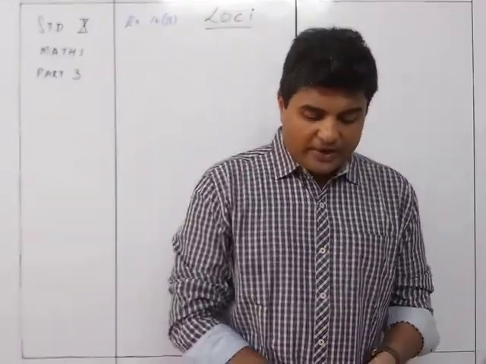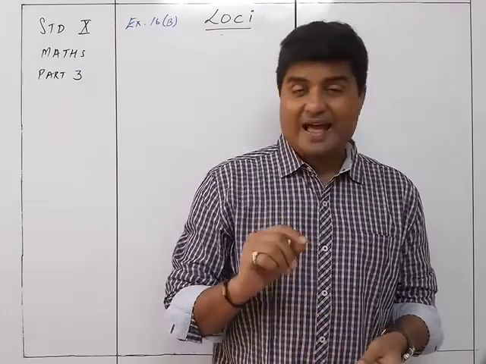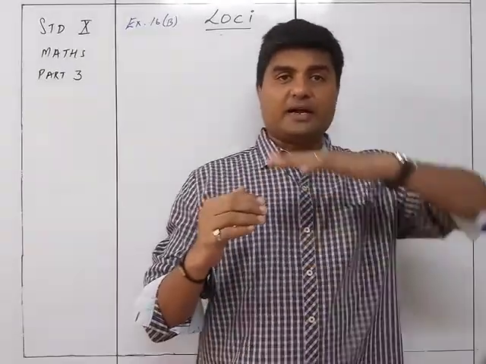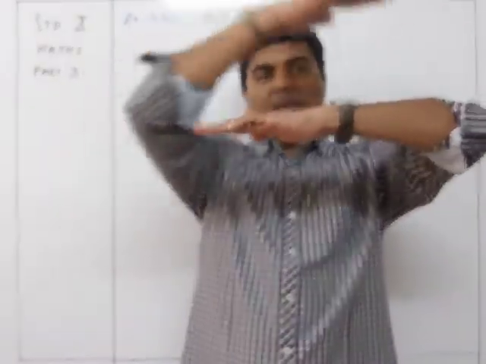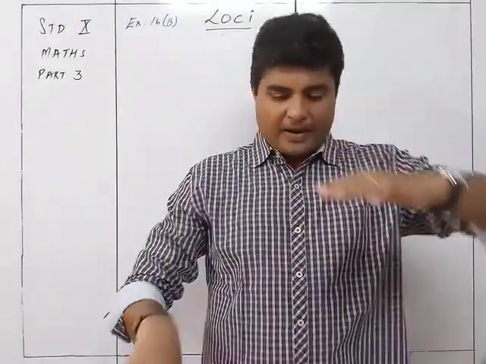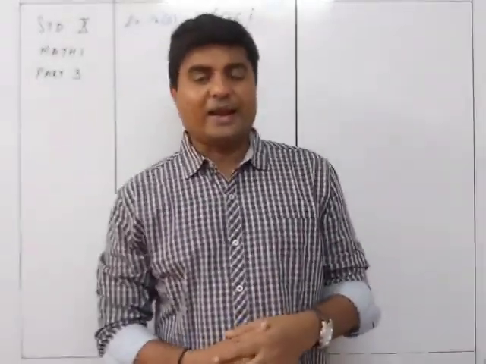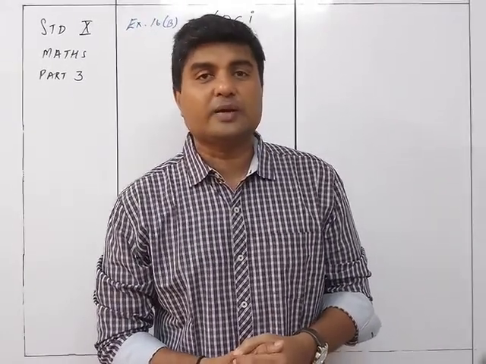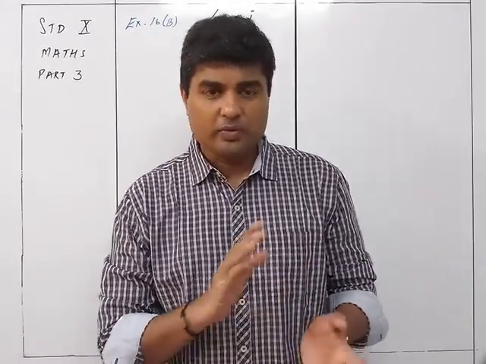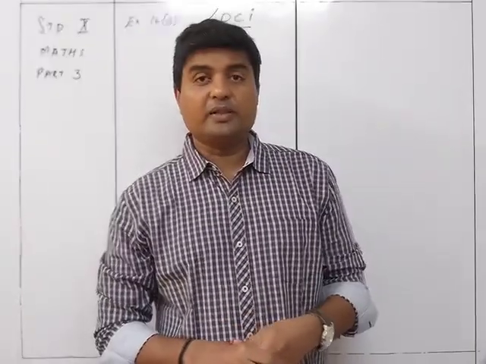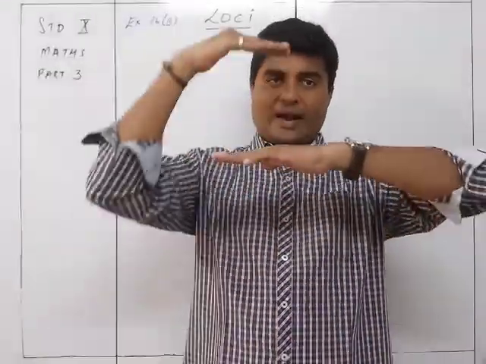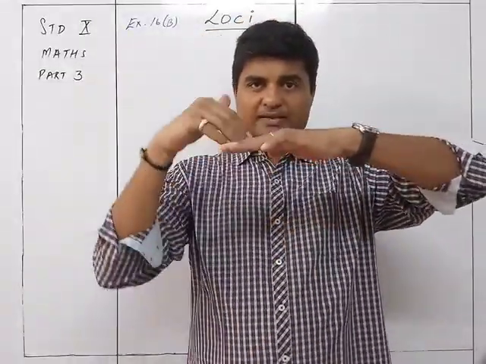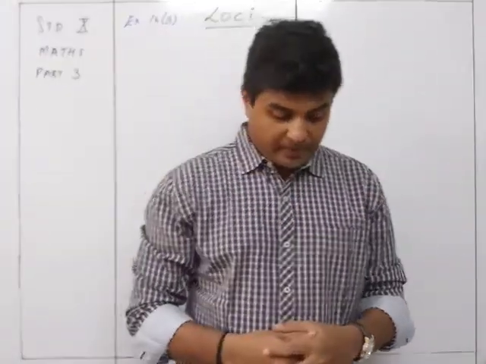The locus of a point at a distance 2 cm from a fixed line. From a fixed line, that means a line is given, so 2 cm above a parallel line, 2 cm below a parallel line. So it will be a pair of straight lines parallel to the given fixed line and at a distance of 2 cm from it. One line up, one line below at a 2 centimeters distance from it.